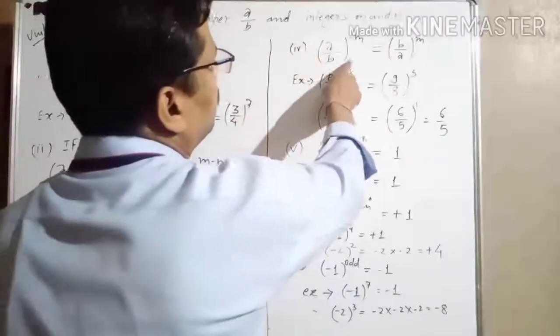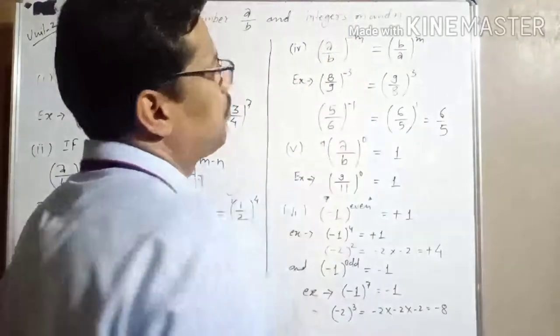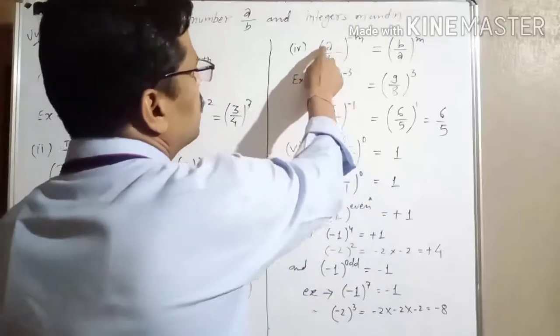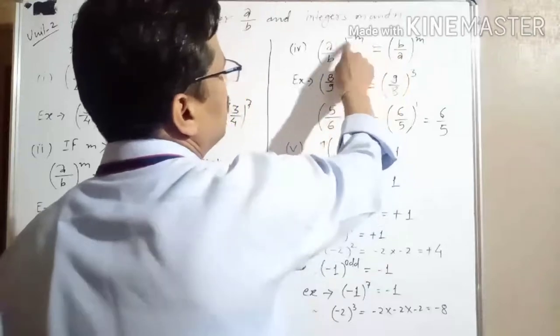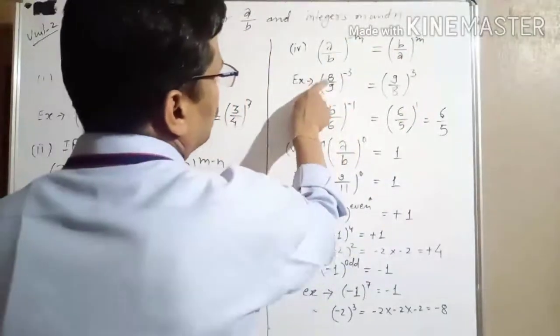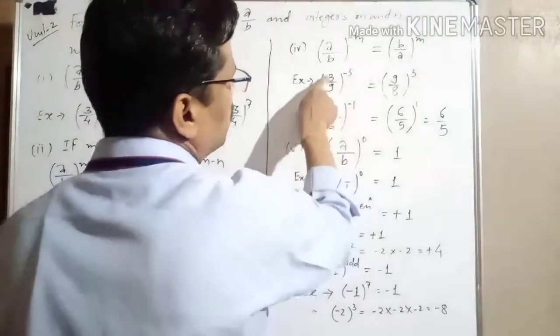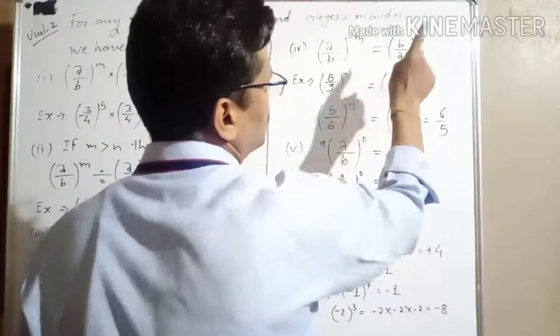Now next rule: (a/b)^(-m). If any rational number has a negative power and we want to make it positive, it is very simple. You can write the reciprocal of a upon b. A upon b becomes b upon a, and this negative power becomes positive. This example tells us (8/9)^(-3). So we can write the reciprocal of 8 upon 9. What is the reciprocal of 8 upon 9? 9 upon 8. This minus power 3 becomes plus 3.